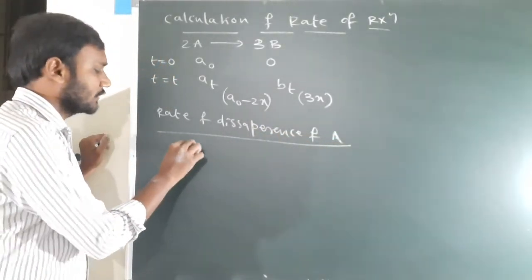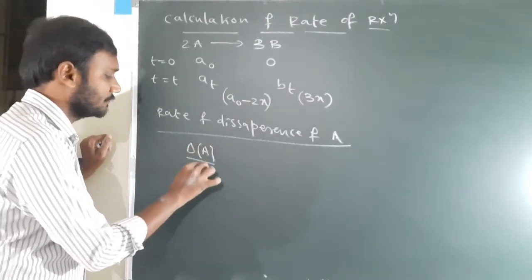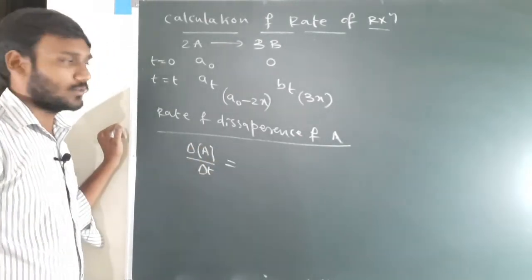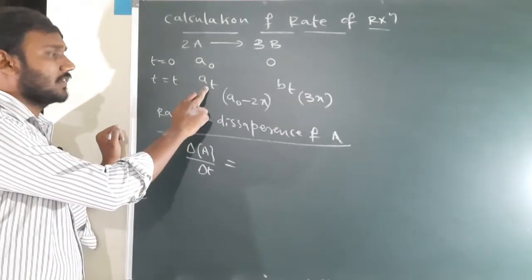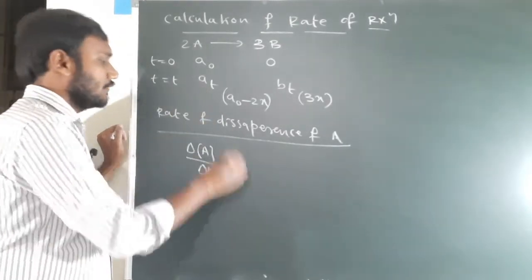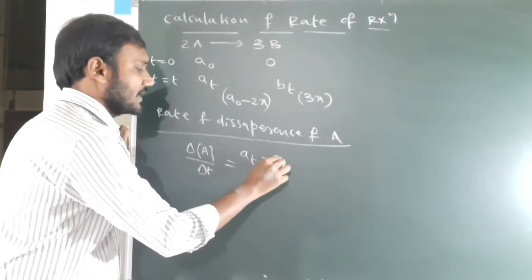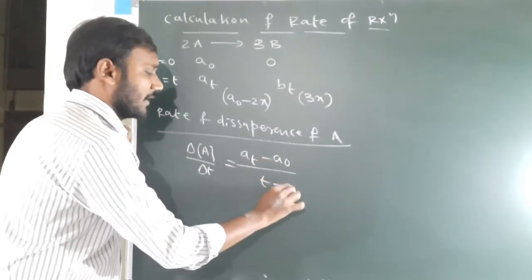So how can I write here? Delta A by delta T. So delta A is nothing but what? The change in the concentration of the reactant, final time minus initial time. Final time is nothing but what? That is A at T. Initial time is nothing but A0. The time is what? T minus 0.